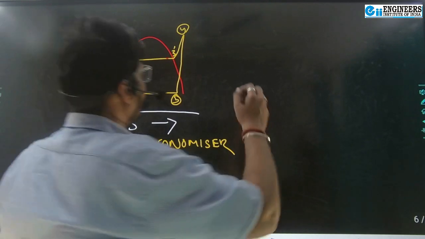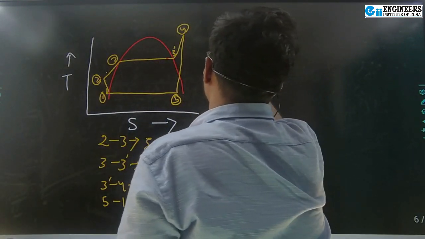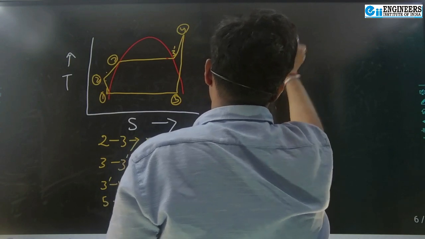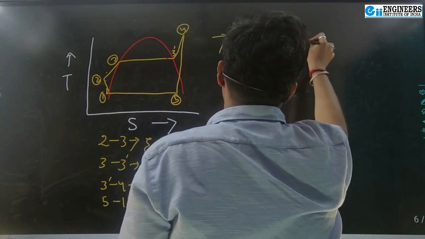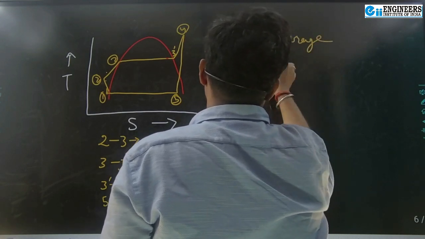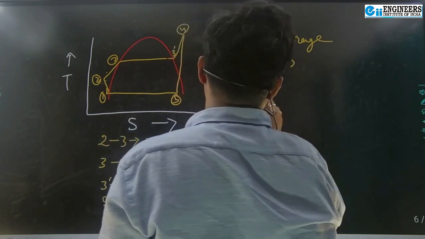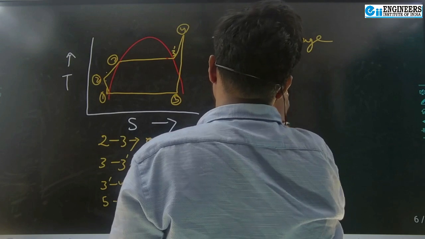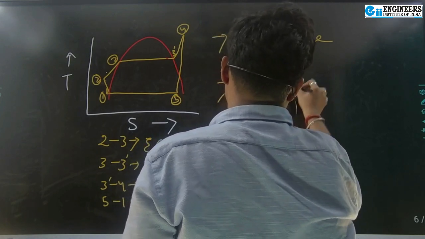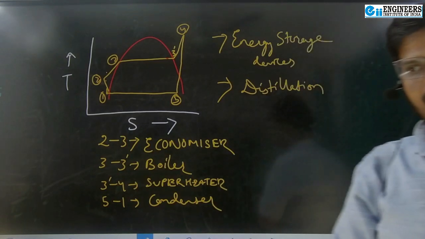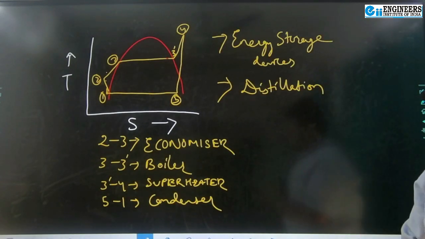All those components are the best examples of heat exchangers. Apart from that, if we move on, you might have heard about energy storage devices. And we are also aware of distillation systems. All those things are very good examples of a heat exchanger.